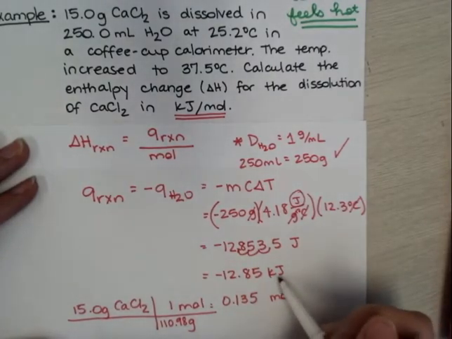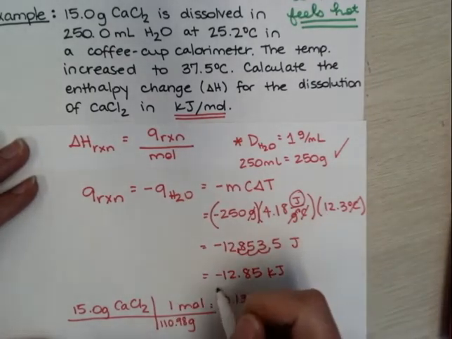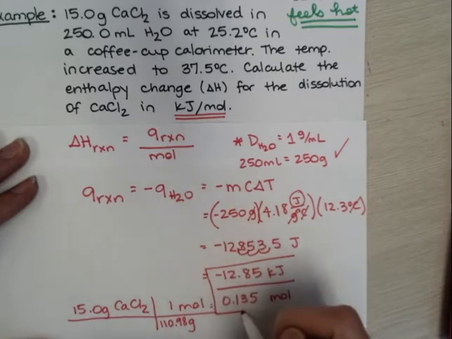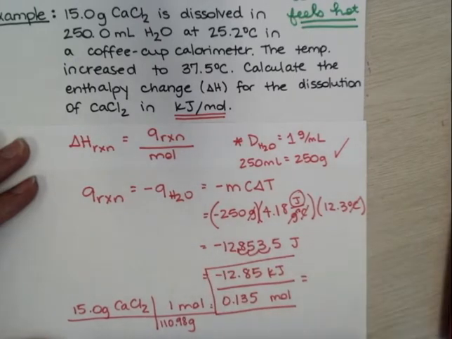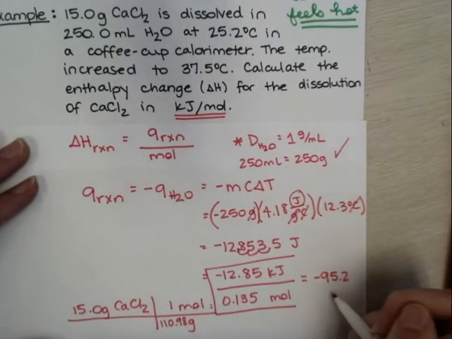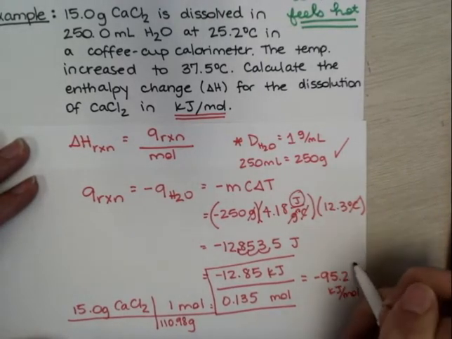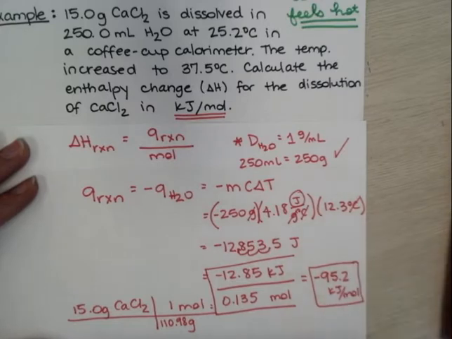If I know my kilojoules and I know my moles, I can get my kilojoules per mole by dividing these two values, right? Negative 12.85 divided by 0.135, that's going to equal a negative 95.2. I'll fix my sig figs here. Kilojoules per mole as my delta H value.